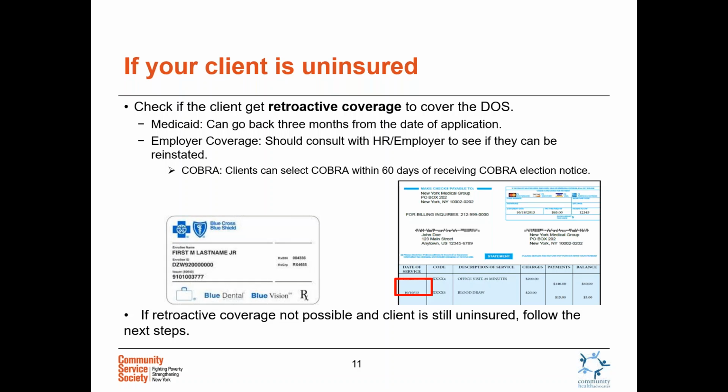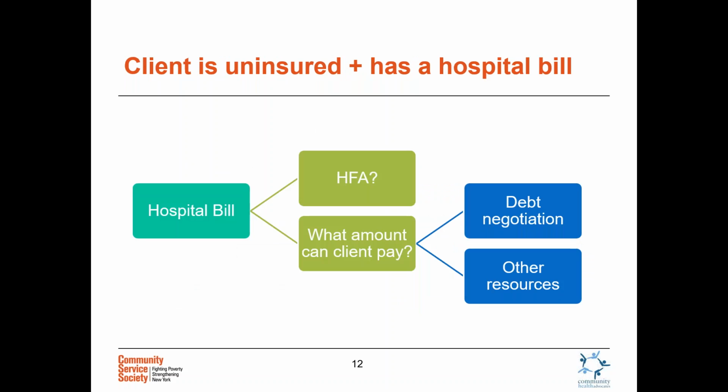Next, see whether they recently lost insurance from their employer, or if they can obtain employer coverage that they previously had. You should consult with their HR or employer to see if they can get that employer coverage reinstated. Under COBRA, clients can select COBRA within 60 days of receiving a COBRA election notice, and this can be helpful if the date of service has already passed. If retroactive coverage is not helpful and the client is still uninsured, you can follow the next steps.